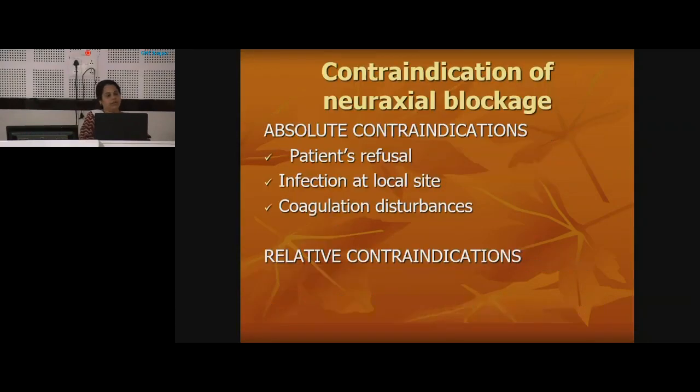So there are contraindications of neuraxial blockade. These contraindications are divided into absolute contraindications and relative. Absolute contraindication is the patient's refusal, that I don't want spinal anesthesia. And if there is an infection at the local site, or the patient is having coagulation disturbances, then these are absolute contraindications. But there are many relative contraindications. The anesthesiologist has to take a wise decision when these relative contraindications are present.